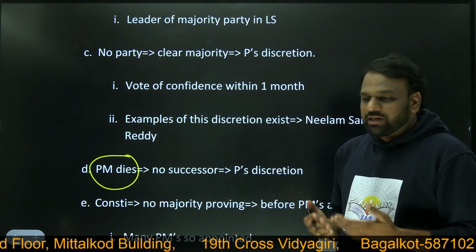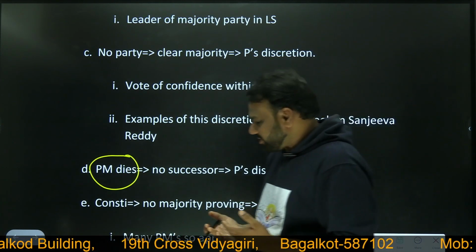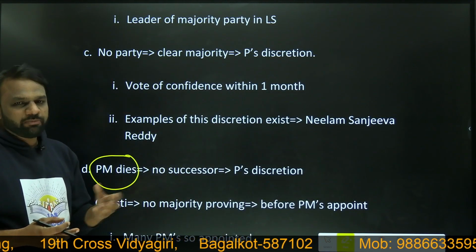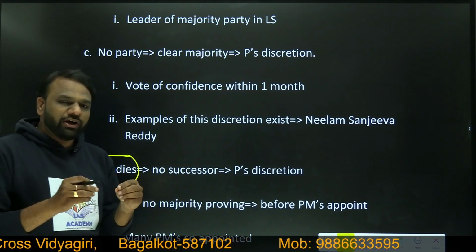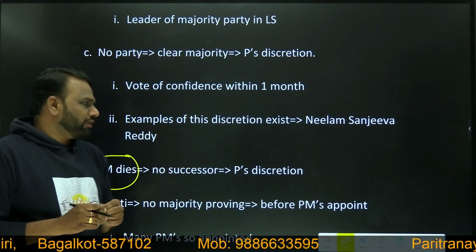At that time, the President had the discretion. The President exercised his discretion and he appointed Rajiv Gandhi as Prime Minister. Okay, so when there is no successor, at that time, the President can appoint a person of his choice as Prime Minister and he will give him 1 month of time. Okay, 1 month of time.